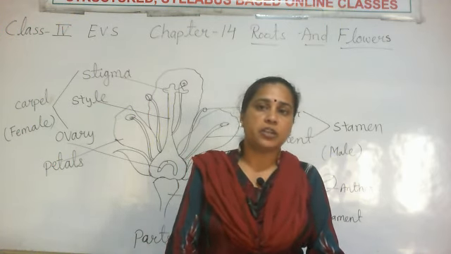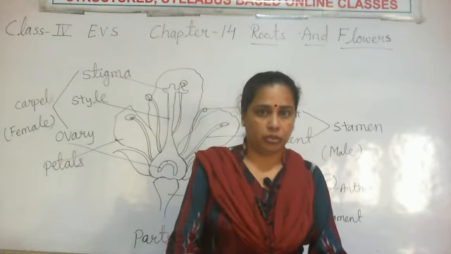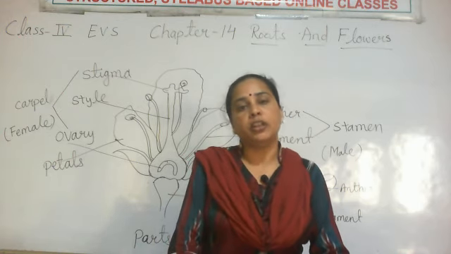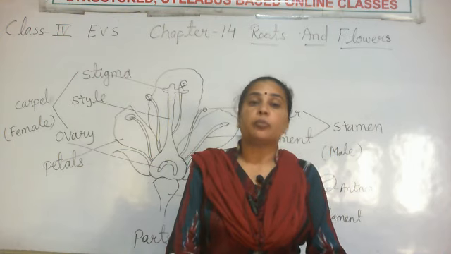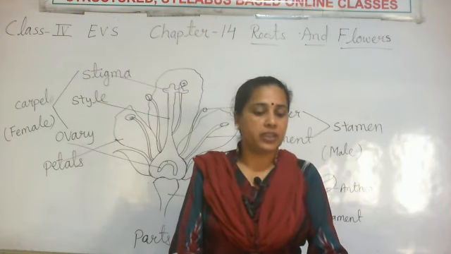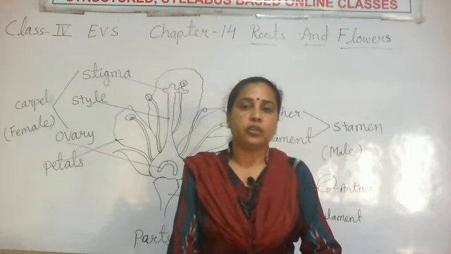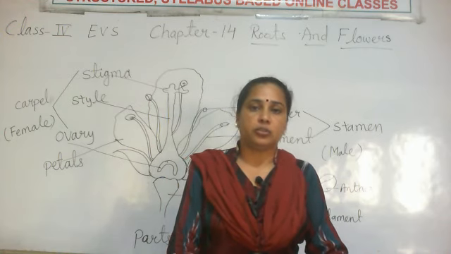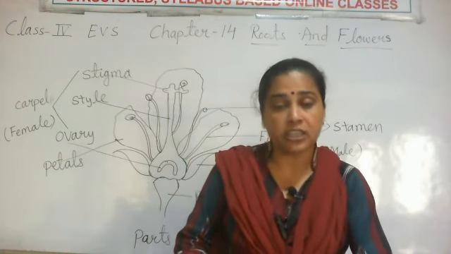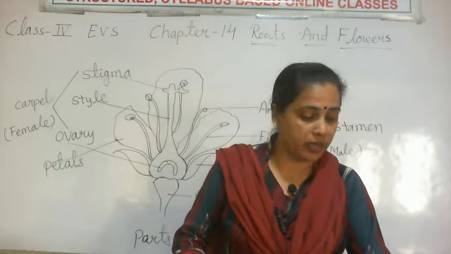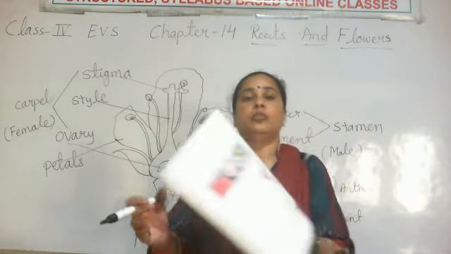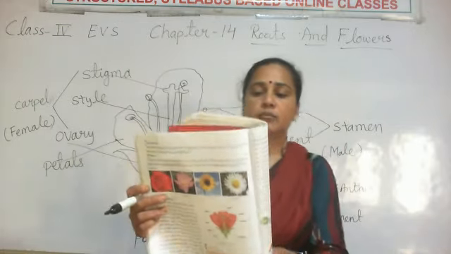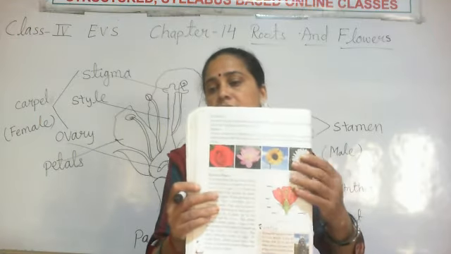What are the names of these special roots? First is the prop root, second is the breathing root, third is the propagating root, fourth is the water storing root, and the fifth one is the buttress root. Now students, this is given in your book, page number 95. Now today we will discuss the next page.